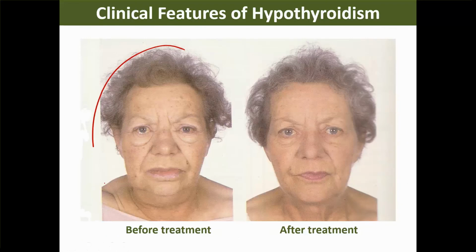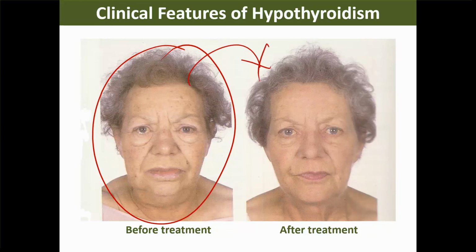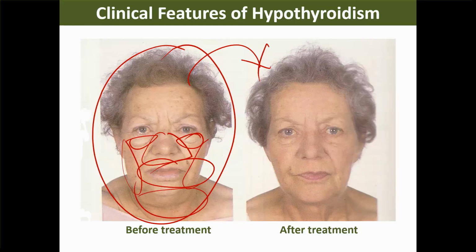So this is a patient with hypothyroidism. See how pleasant she becomes after treatment. This is the characteristic feature of hypothyroidism. You can see broad lips and a broader nose, and you can see connective tissue deposition here. The face becomes coarse with more deposition of connective tissue. Just after the treatment it becomes normal.